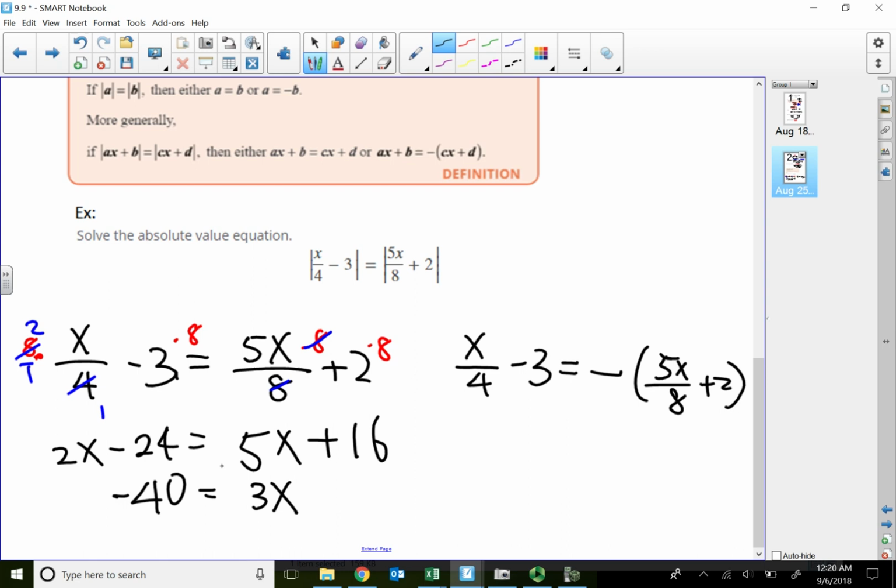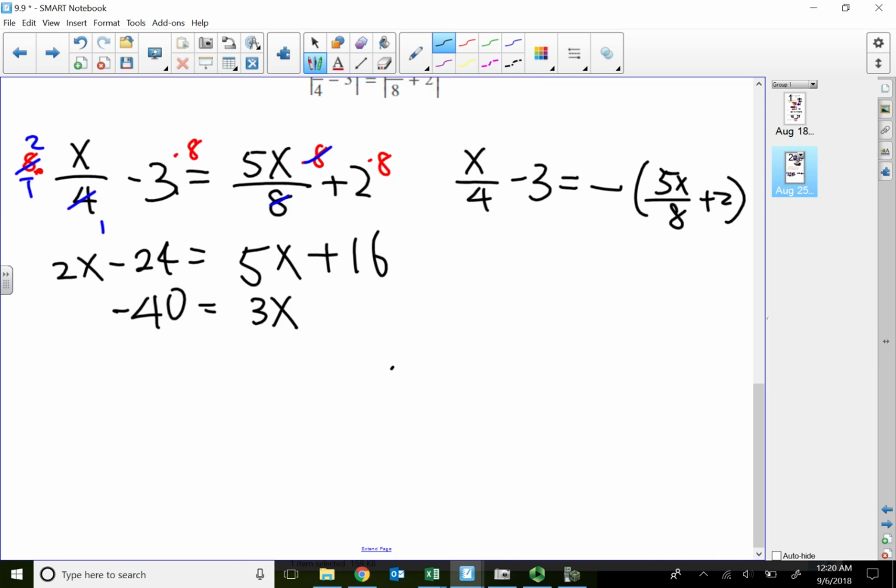Make sure I did it right. Yeah. Divide both sides by 3. My answer, x equal to negative 40 over 3.